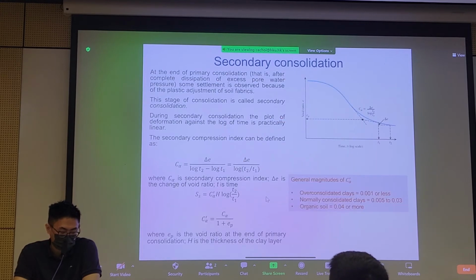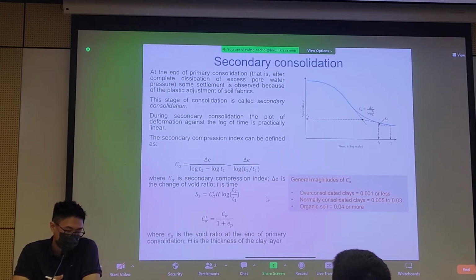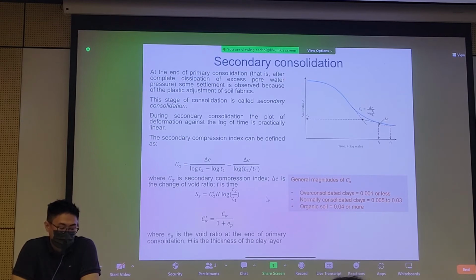Now, my iPad's really sensitive today. So we just finished talking about primary consolidation, but there's a latter part of the curve we haven't talked about. It's called secondary consolidation.